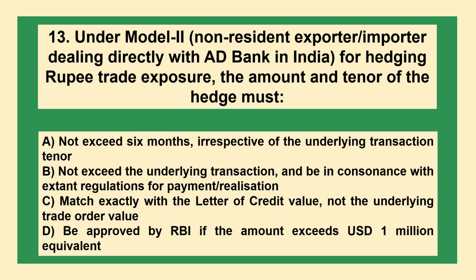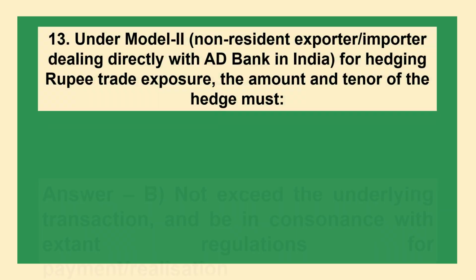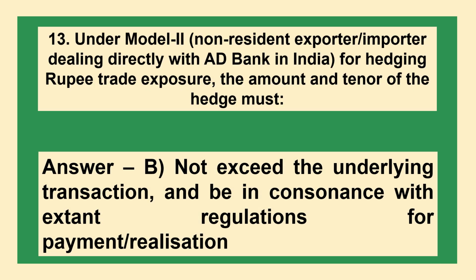Under Model 2, non-resident exporter or importer dealing directly with AD Bank in India for hedging in rupee trade exposure, the amount and tenor of the hedge must: option A, not exceed 6 months irrespective of the underlying transaction tenor; B, not exceed the underlying transaction and be in consonance with extant regulations for payment and realization; C, match exactly with the letter of credit value and not the underlying purchase order value; D, be approved by RBI if the amount exceeds USD 1 million equivalent. The answer is option B, not exceed the underlying transaction and be in consonance with extant regulations for payment and realization.